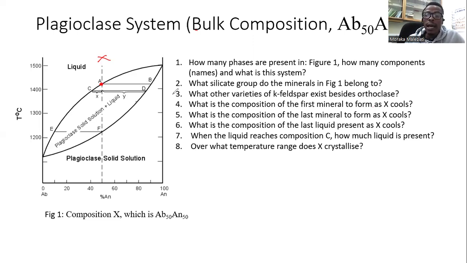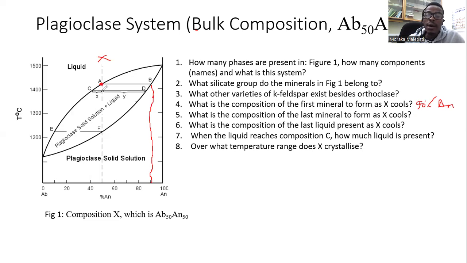So we go here and then we go a bit downward. Okay, so I think it's somewhere around 90% of the anorthite. And then, what is the composition of the last mineral to form as X cools? I mean, we'll go downward.